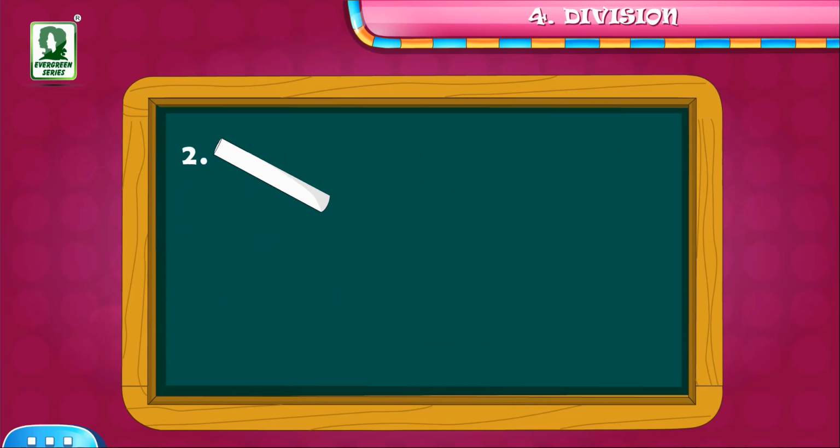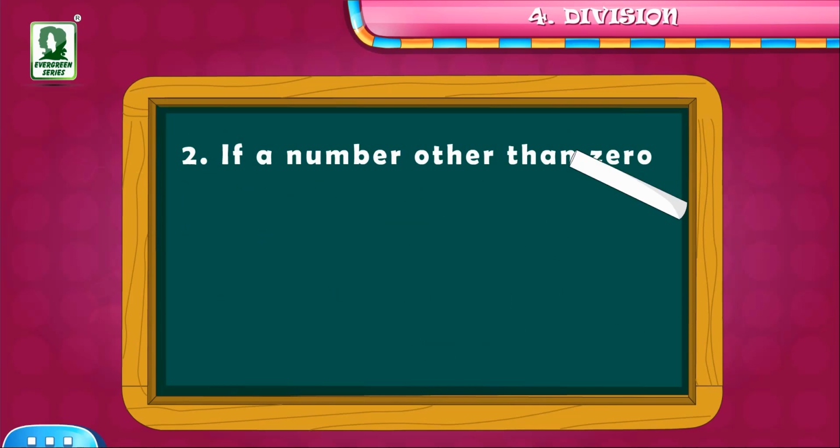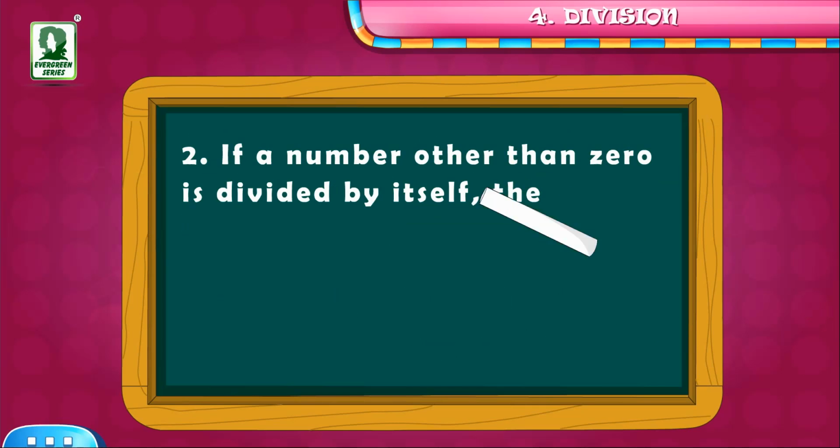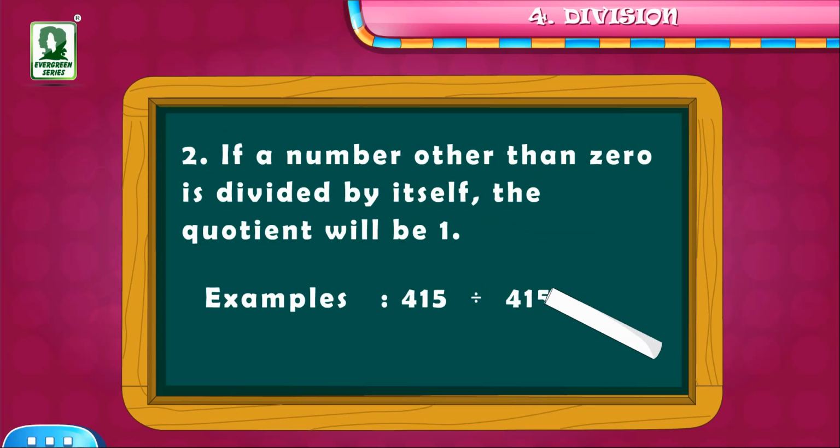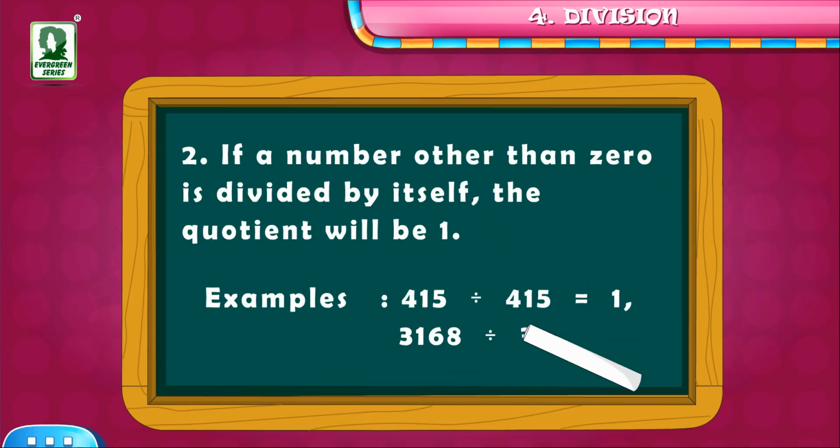Property number 2. If a number other than 0 is divided by itself, the quotient will be 1. For example, 415 divided by 415 is equal to 1. 3168 divided by 3168 is equal to 1.